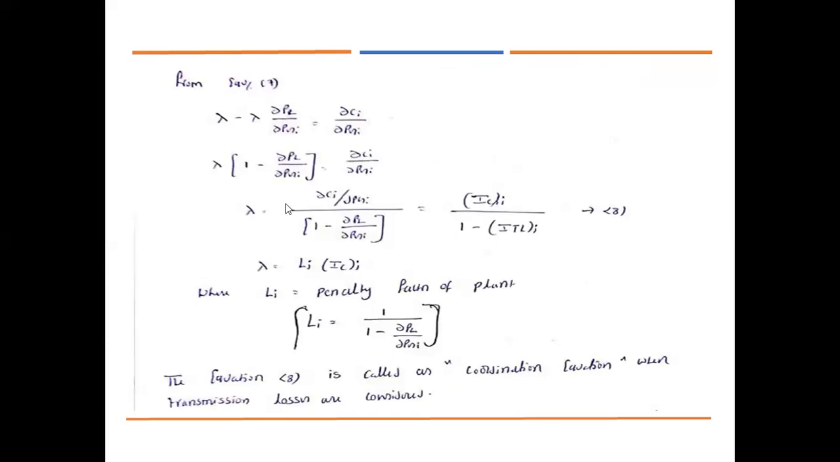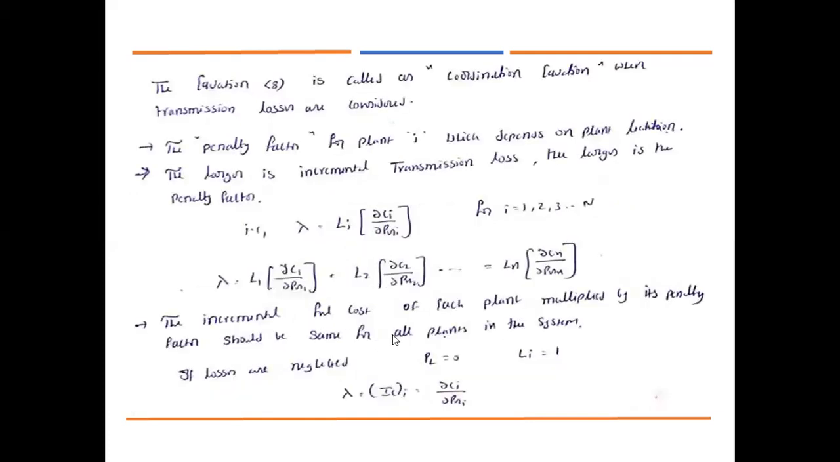From equation 7, lambda into 1 minus dou PL by dou Pgi equals dou Ci by dou Pgi. From this we get the equation for lambda as dou Ci by dou Pgi divided by 1 minus dou PL by dou Pgi, where Li is nothing but the penalty factor. So Li equals 1 by 1 minus dou PL by dou Pgi. This is the penalty factor of the power system. At last, we are finding the penalty factor of the system, so this method is also called the penalty factor method.